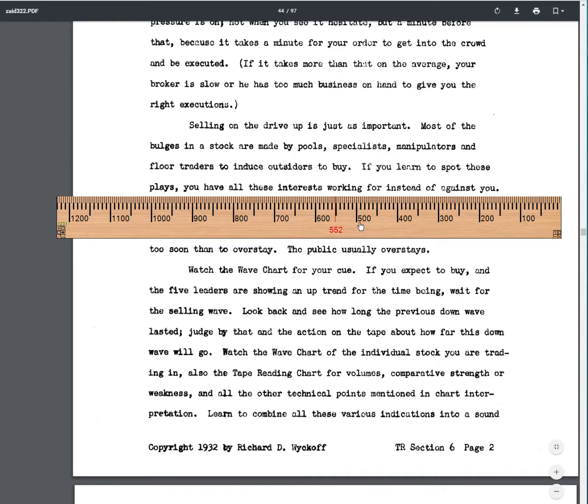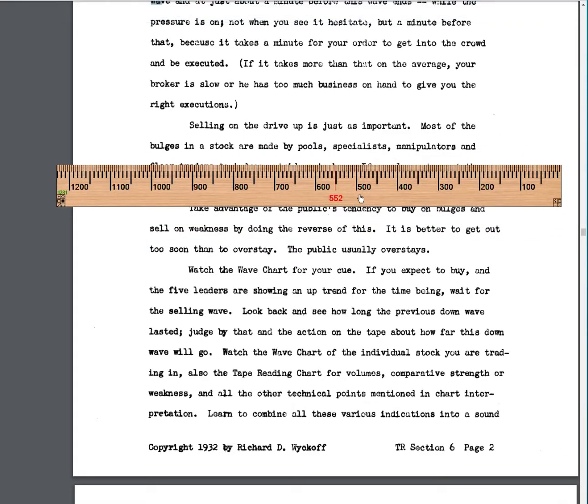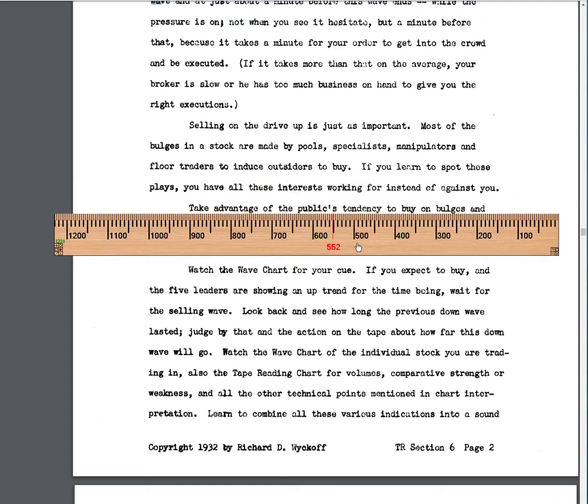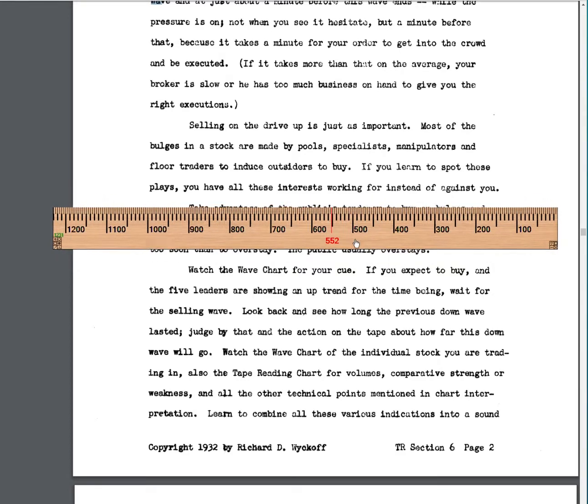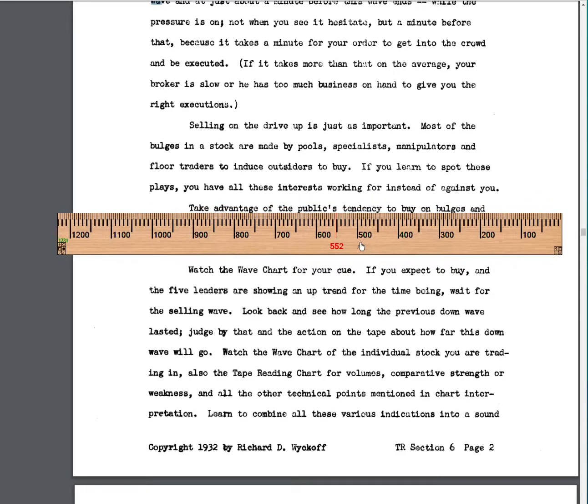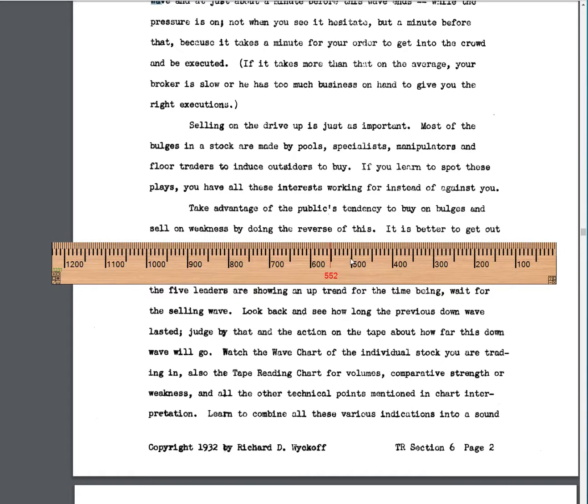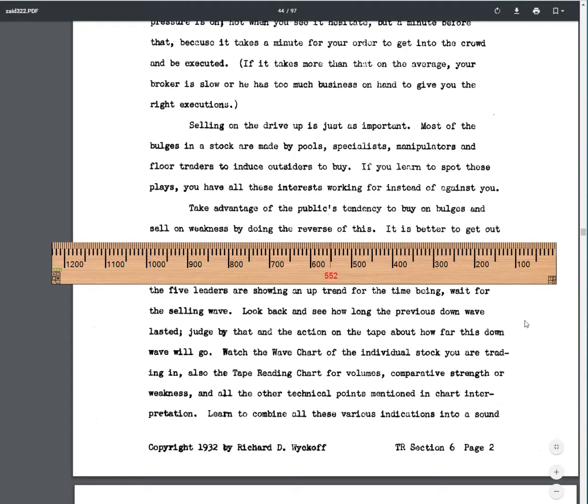Selling on the drive up is just as important. Most of the bulges in a stock are made up by pulls. If you learn to spot these plays, you have all the interest working for you again instead of against you. Take advantage of the public's tendency to buy on bulges and sell on weakness.